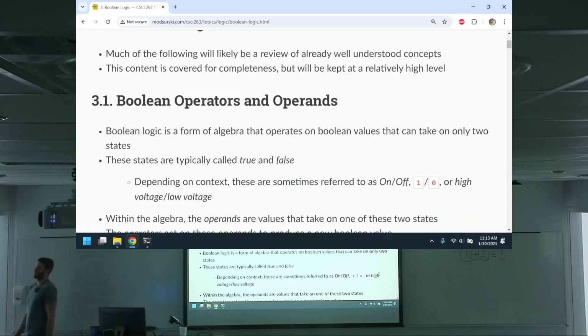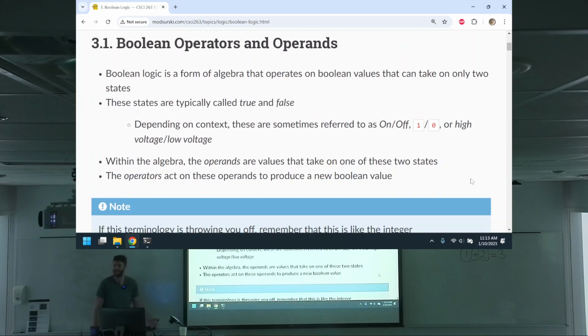These two different values, or states, are typically called true or false. And depending on the context, like I said, they might be on, off, 1, 0, high voltage, low voltage, whatever. And within the algebra, the operands are these values. And they can take on one of two states. Okay, so it's easy. It's simpler than basic arithmetic, right? The operators act on these operands to produce a new Boolean value.